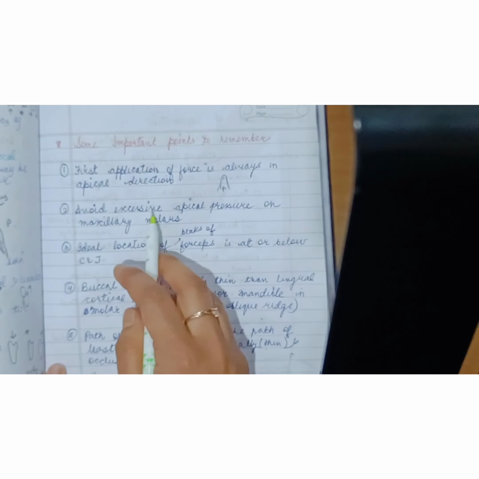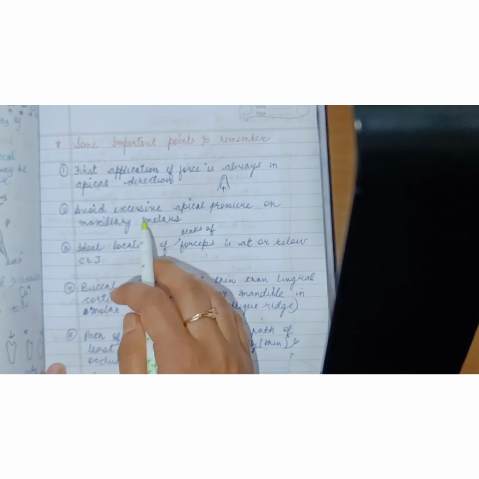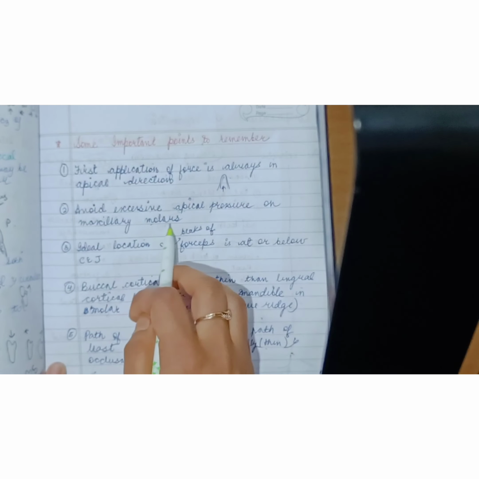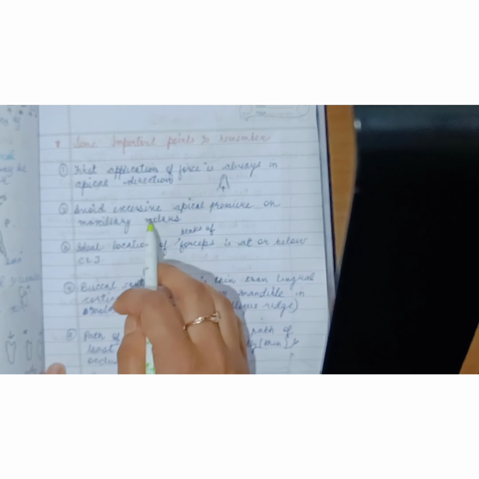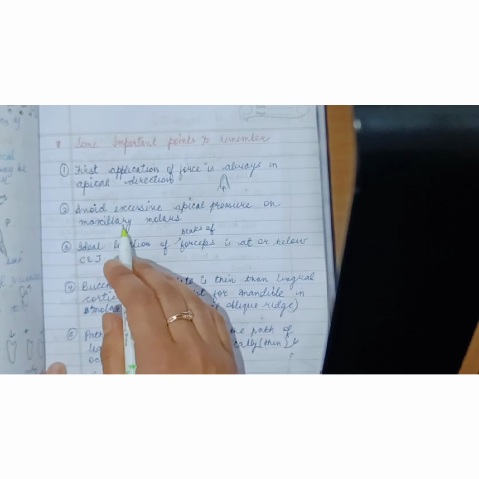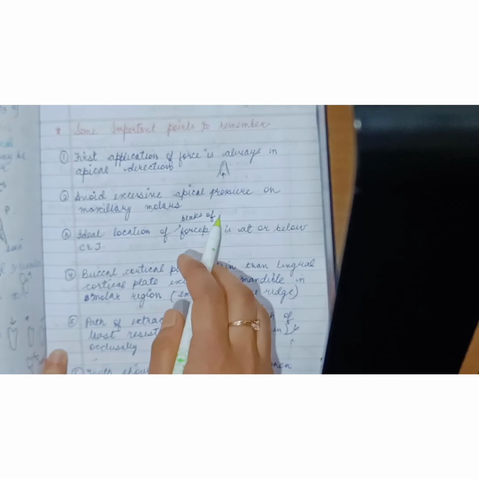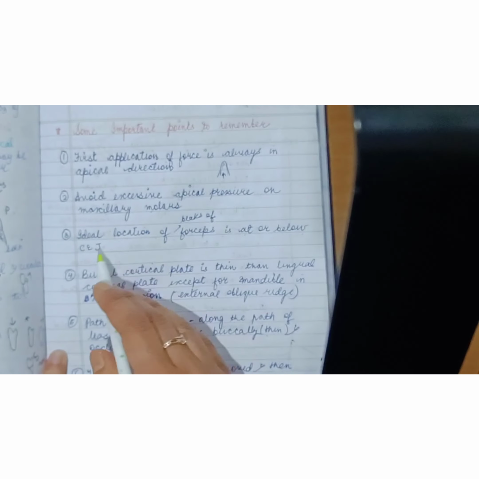Second, avoid excessive apical pressure on maxillary molars. Why? Because of the vicinity of its root to the maxillary sinus. Therefore, we have to avoid excessive apical pressure while extracting the maxillary molars. Third, the ideal location of the beaks of the forceps is at or below the CEJ.